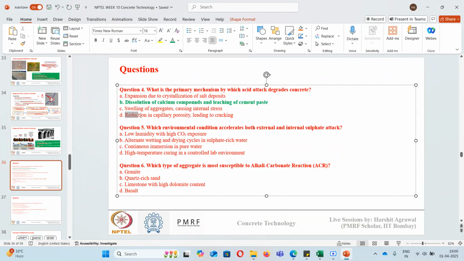So it is not a reduction in capillary porosity by which acid attack is happening. If there is acid attack, there will be cracking in concrete, and if there is cracking, there will be an increase in porosity in concrete, due to cracking. So the primary mechanism of action is the dissolution only. Question number 5. What will be the answer? Which environmental condition accelerates both external and internal sulfate attack?